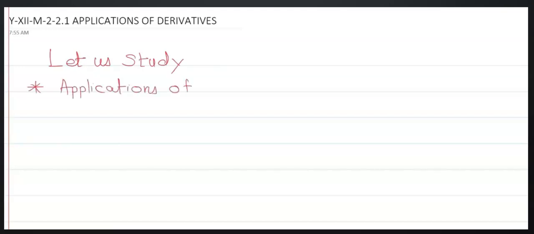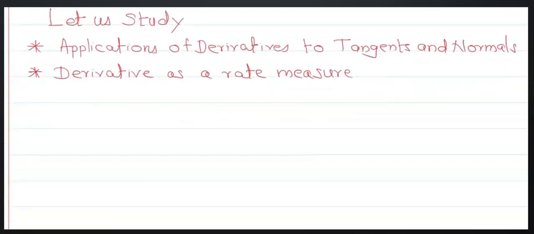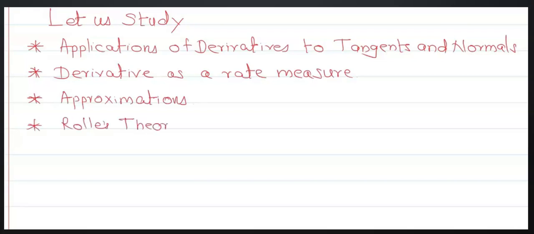Let us study what we are learning in this chapter. That is the application of derivatives to tangents and the normal. This is the first very interesting topic. The second is derivative as a rate measure. It depends on physics, that is a rate measure.